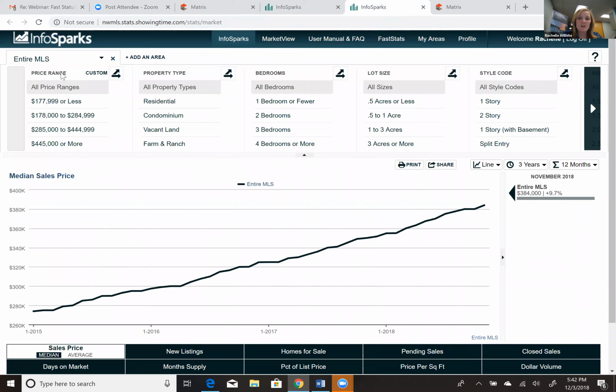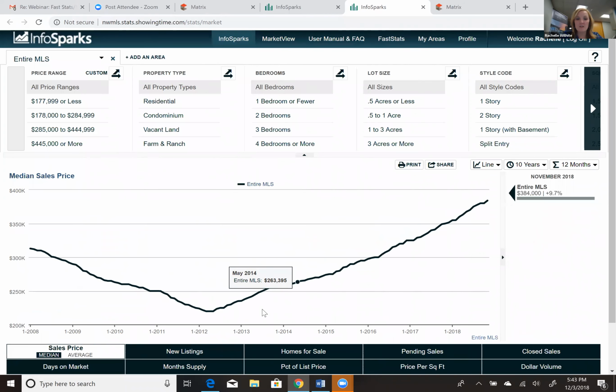So I can look at the entire MLS, and you can see the trend line over a period of 3 years. If I want to go back more years, I'll change this. Maybe I want to go back 10 years. It's crunching the numbers, and you can see back in 2008, the entire MLS, that's the median price point. Down below is your finder. So you can see the finder right here.